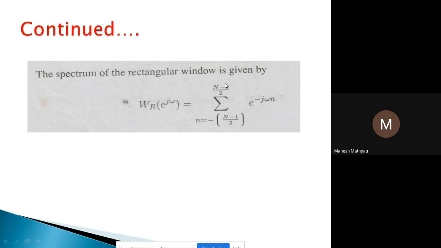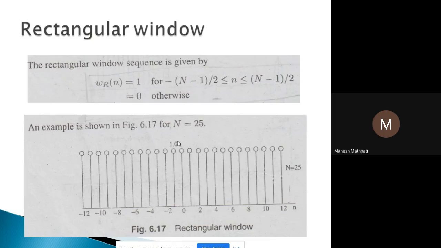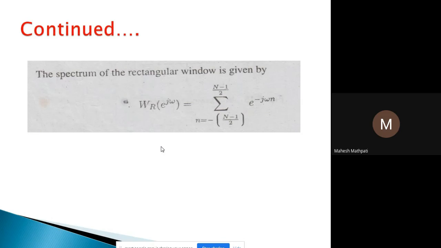The spectrum of the rectangular window is given by: this is a time domain function and this is again the spectrum, which we are writing in the frequency domain. Spectrum of the rectangular window is given by omega r of e power j omega equals the summation for n equals minus (N minus 1) by 2 to (N minus 1) by 2 of e power minus j omega n. So these three formulas you need to remember.